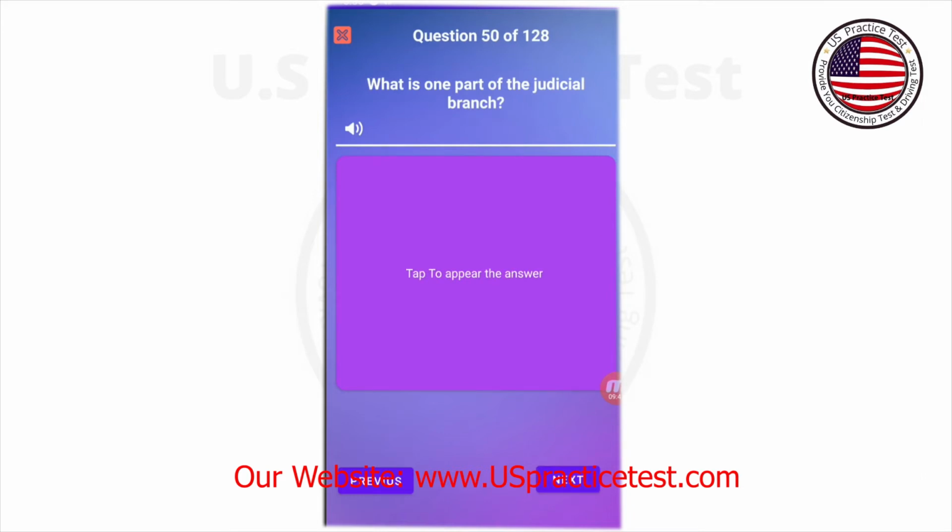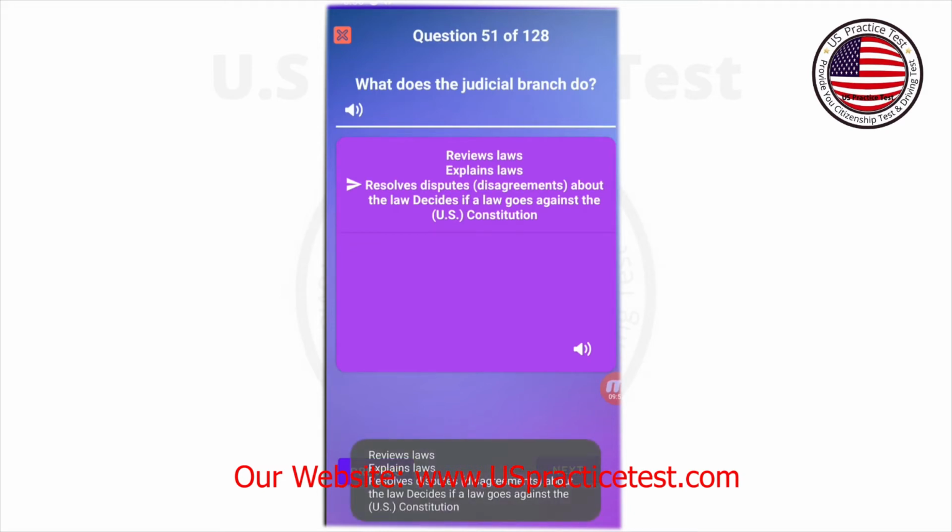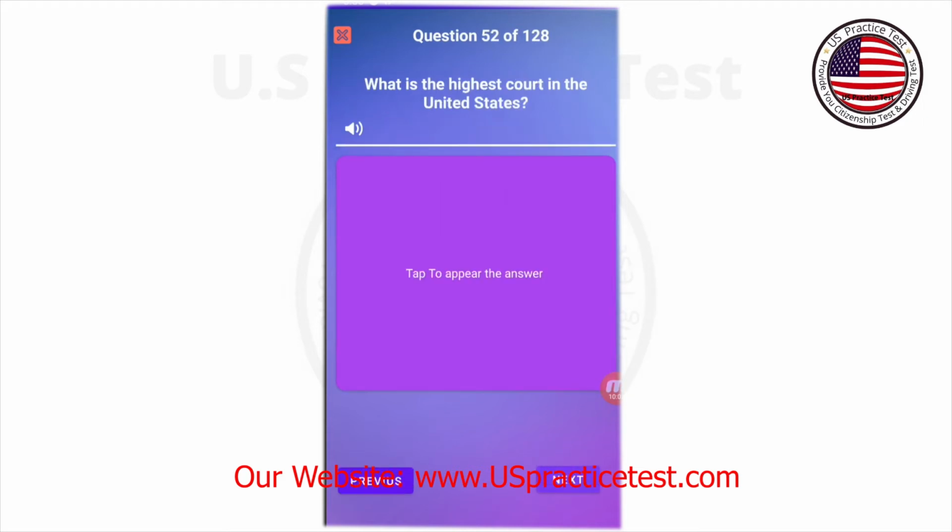What is one part of the judicial branch? Supreme Court. Federal courts. What does the judicial branch do? Reviews laws. Explains laws. Resolves disputes, disagreements about the law. Decides if a law goes against the U.S. Constitution. What is the highest court in the United States? Supreme Court.